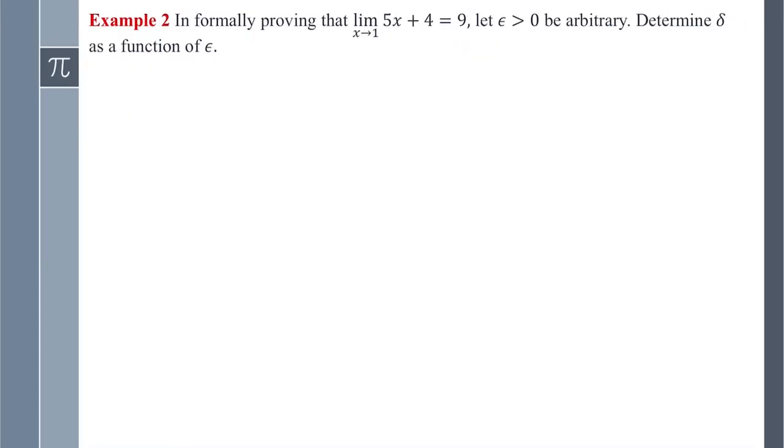Now it says, informally prove that the limit as x approaches 1 of 5x plus 4 equals 9. Let epsilon be greater than 0, an arbitrary number, then determine delta as a function of epsilon. So we are going to write delta as a function of epsilon, so that if you give me some epsilon, every time you change the epsilon, I can give you the value for delta. This is how we are going to write this one.